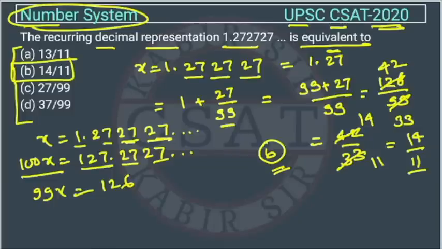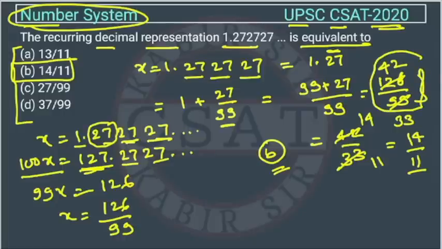Many students may consider that, sir, we have taken 27, this one set, this side. See, from infinity, if you reduce one or add one, it makes no difference. So this will remain infinity. So this will become 126, and x is equal to 126 upon 999. So again we will get 14 upon 11. So the answer will remain same. So you can use any method you want.